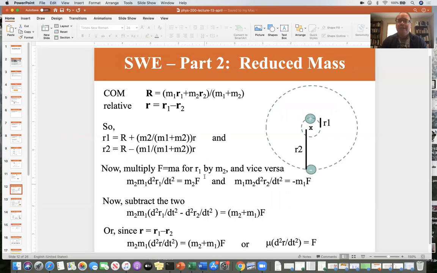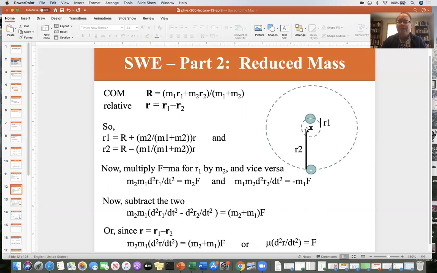Okay, so getting the reduced mass. Here's our problem. Here's the center of mass at x. Here's my proton, which is traveling around the center of mass like this. Here's my electron, which is traveling around the center of mass like that. The electron is at a distance r2 from the center of mass. The proton is at a distance of r1 from the center of mass. So the total distance between them is r1 plus r2, but the vector difference between these is the vector r1 minus the vector r2.